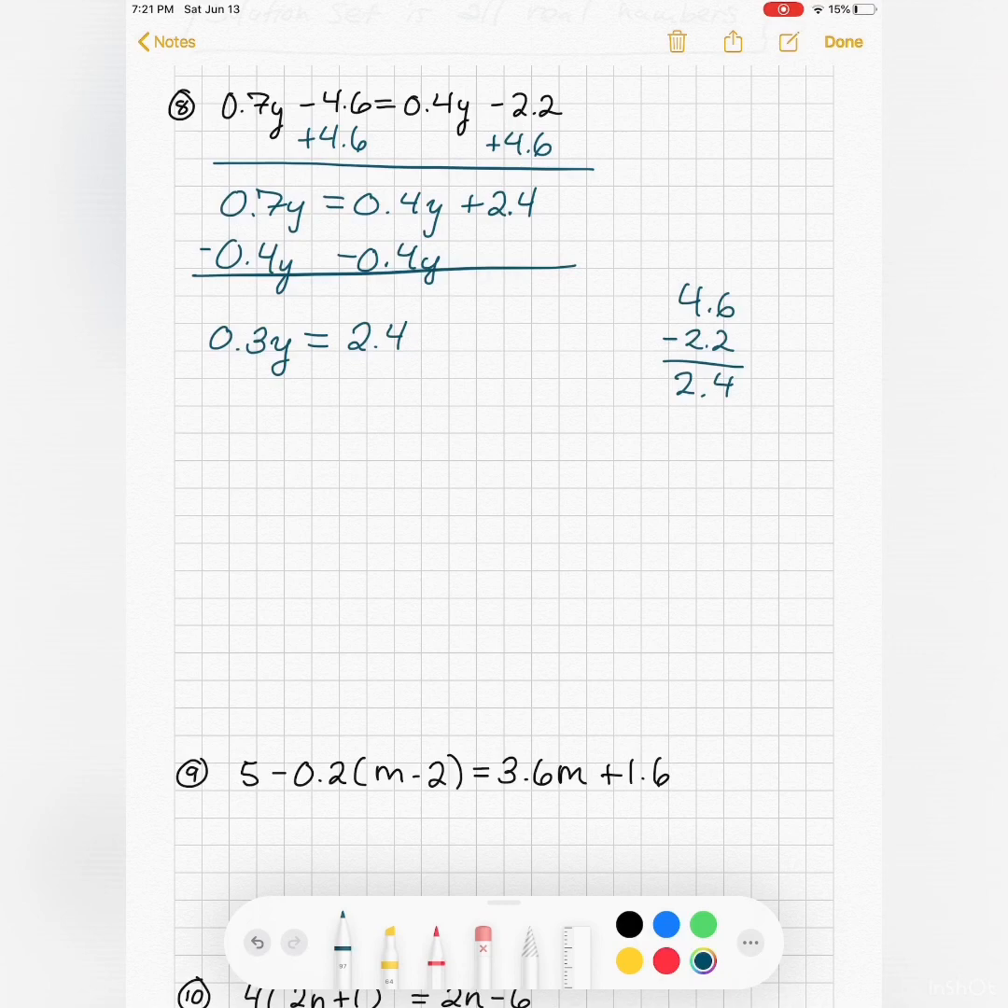So here's what I would probably do for this one. I have some options. I could divide by 0.3, but that's a little hard to deal with. So my thought is I could actually get rid of the decimal by multiplying by 10. Because 0.3, when I multiply it by 10, moves the decimal one place right, and then I just have 3y equals 24. So it's actually very easy to get my solution if I get rid of that decimal.